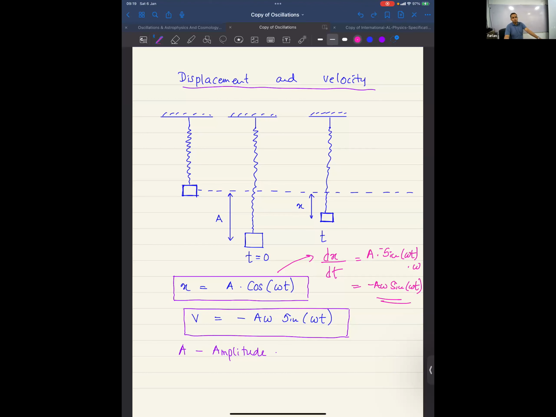Those who don't do maths, you don't have to worry about it. You just need to know the two equations. x is A cos omega t. Velocity is minus A omega sine omega t. So if you differentiate x with respect to time, you will get the velocity. Take it down.